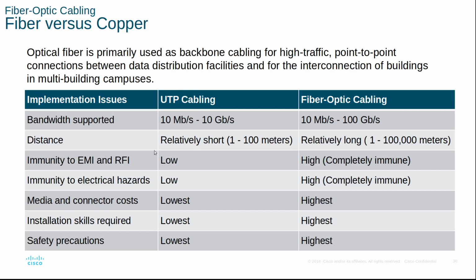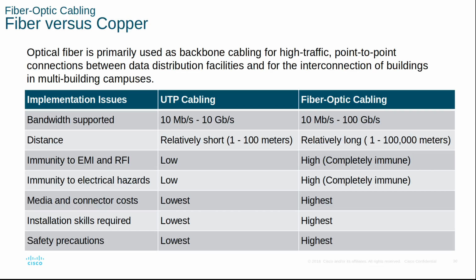Unshielded twisted pair does have some immunity to EMI and RFI, but it's very low, and some immunity to electrical hazards, but again, it's very low. Fiber is completely immune to both of these things. We don't even have to worry about it, because we're dealing with pulses of light.